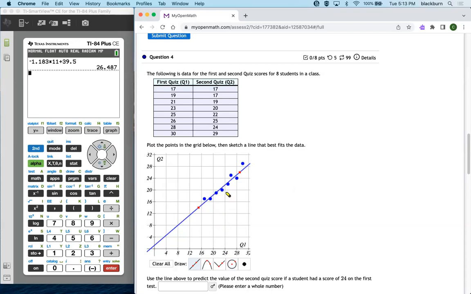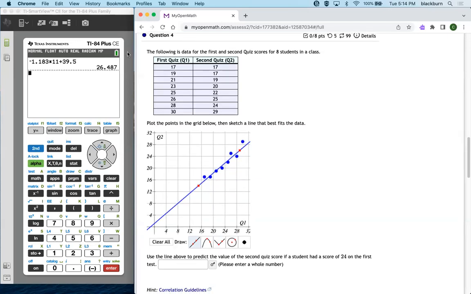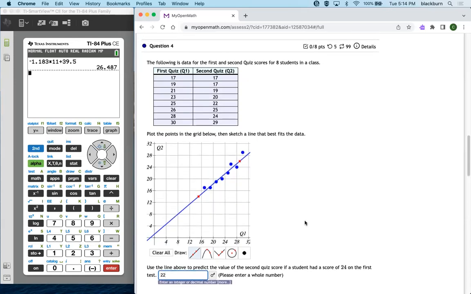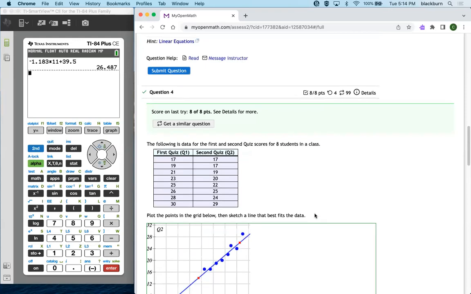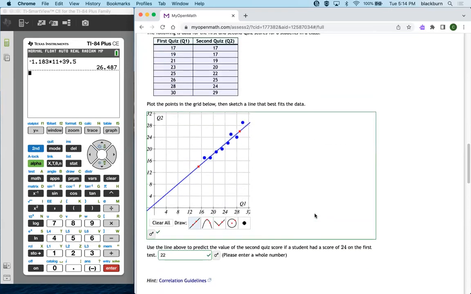The prediction according to the line is about 22, right? The x-axis represents quiz 1, y-axis quiz 2. So I go over to 24 on quiz 1. Quiz 2 is about at 22. So that's going to be my guess right here. Hopefully all has gone well with all this. Hit enter. You liked it. Okay, so plot the points. Get the line in there and use that line to predict.